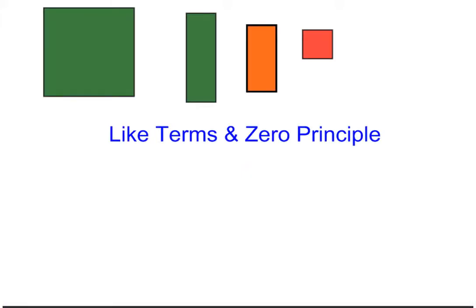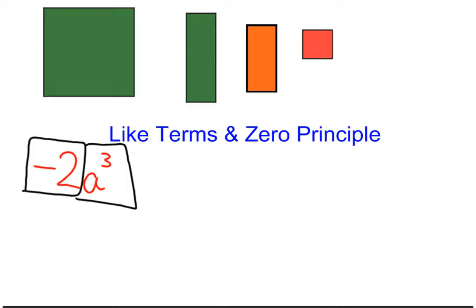All right, welcome to the lesson on like terms and the zero principle. Like terms are a very vital part of learning how to add and subtract monomials in algebra. Now, backing up a little bit, remember that a term consists of a coefficient part and a variable part. So as an example, negative 2a cubed is an example of a term because it contains a number part, again called the coefficient, and a variable part, which contains a base and an exponent.